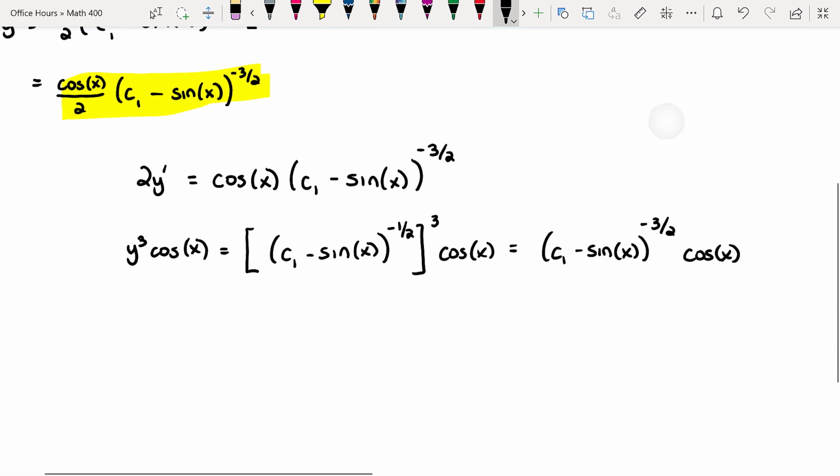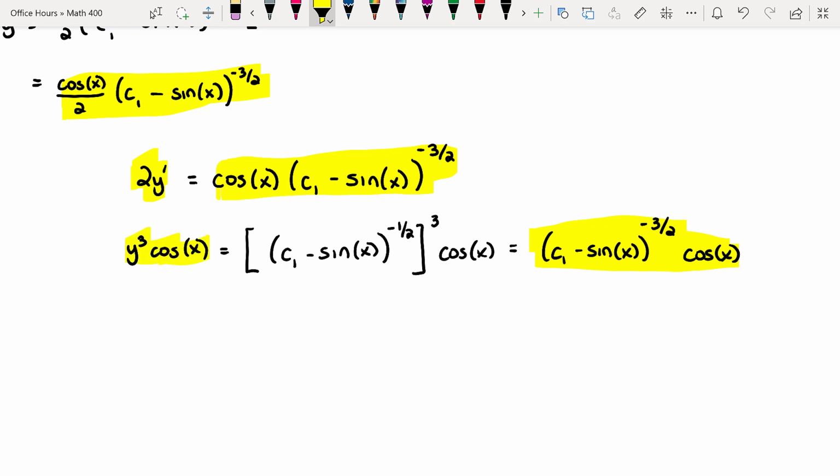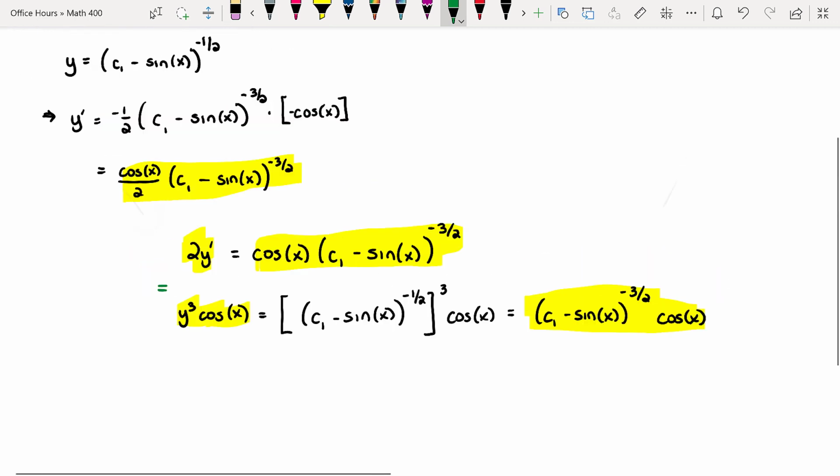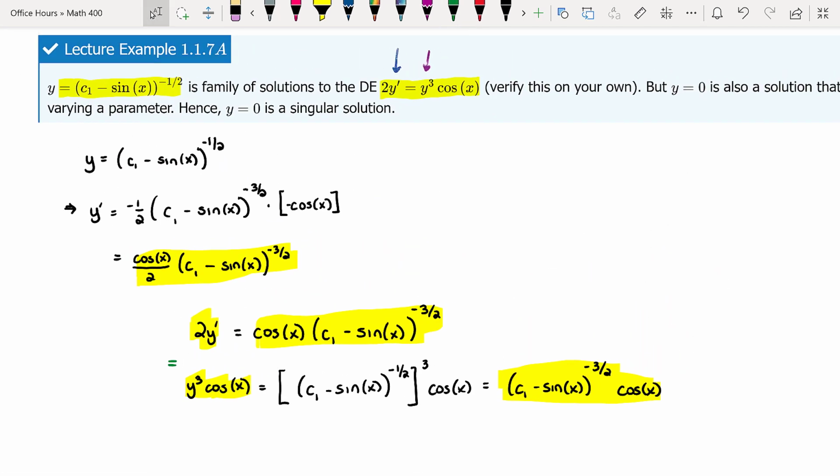Getting down to this point right here, you could see actually that this expression right here, cosine of x, c sub 1 minus sine of x to the negative 3/2, is the exact same as this expression right here. Therefore, 2y prime is equivalent to y cubed cosine of x. These two are actually equal, and therefore we have shown that that function, y, right here, is a family of solutions to the differential equation 2y prime is equal to y cubed cosine of x.